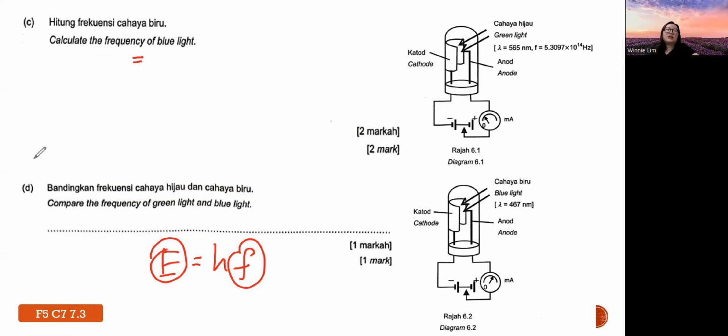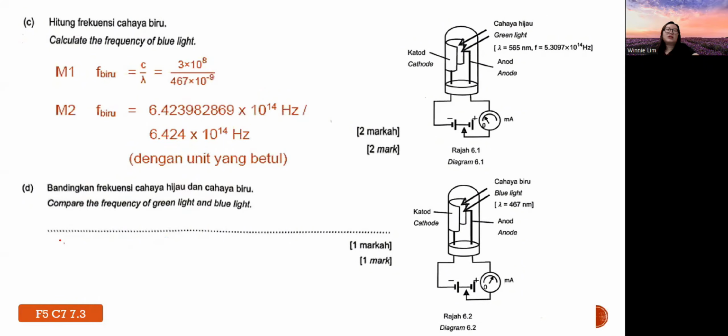And then compare. So the frequency of the blue light is, because they give you the green already. How do you get it? You remember the formula, what? c equals to f lambda, where c is the speed of light, 3 times 10 to the power of 8.